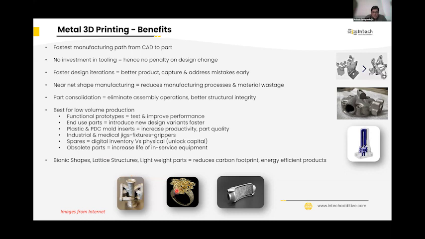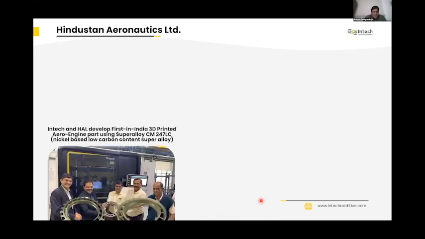And lightweight structures like what you see over here, it's a heat exchanger radiator, and then there are several lattice structures over here. Lattice structures are very complex, but 3D printing can do it. Here are some case studies from India.